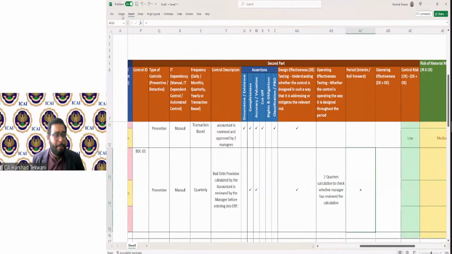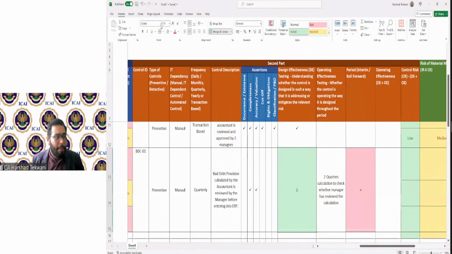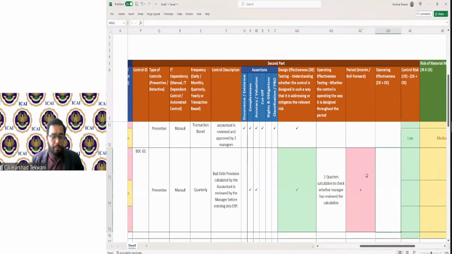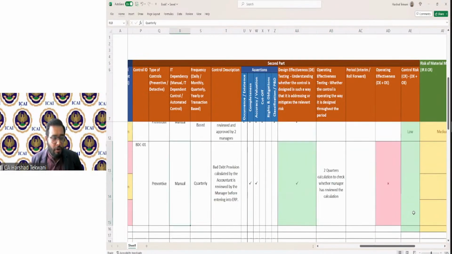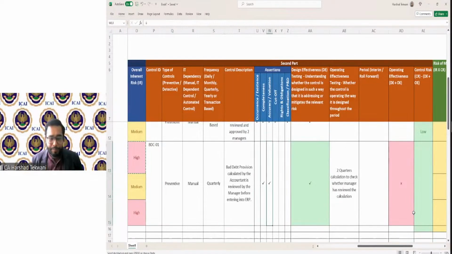In that case, I will show this as a failure. I will show this as a pass, meaning design effectiveness is there, but the control is not operating effectively. Sorry, it should not be here, it should be here. I could say high or medium, but I will say high control risk instead of medium.